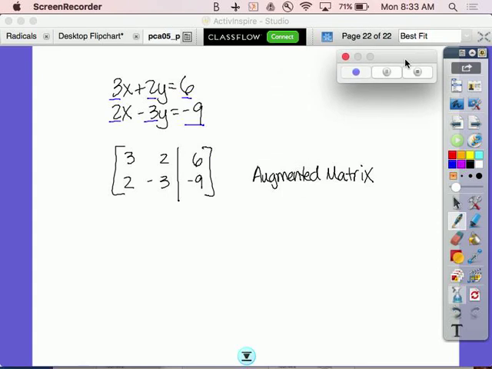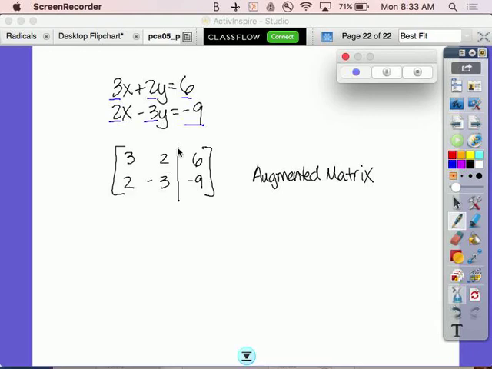This is section 6.3. We're talking about matrices and systems. In order to solve a matrix with what we're going to call Gaussian elimination, we first start off with the augmented matrix. The augmented matrix takes the coefficients 3, 2, 2, negative 3, places them in a matrix.